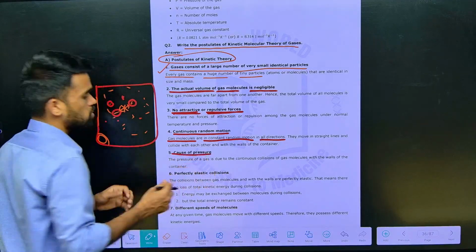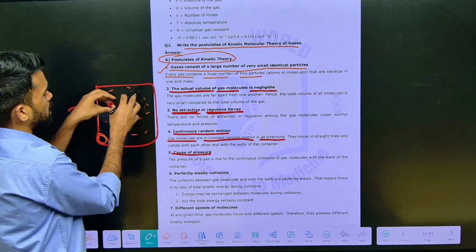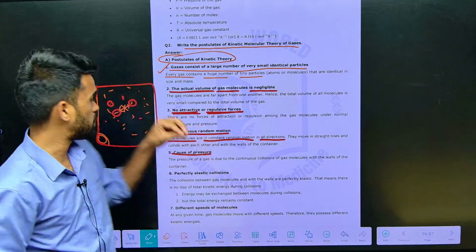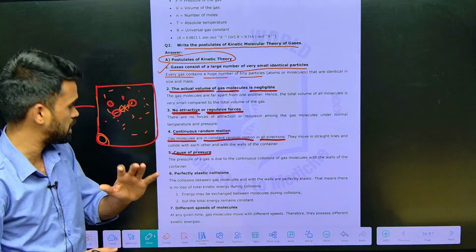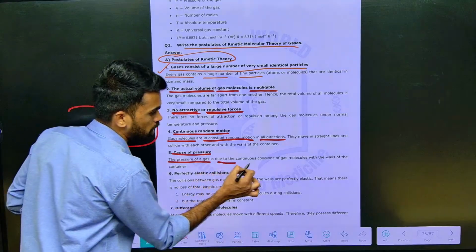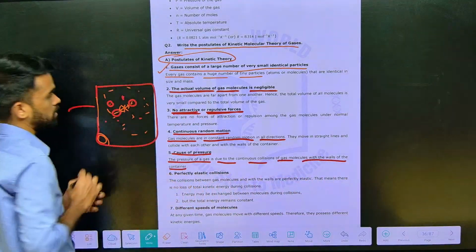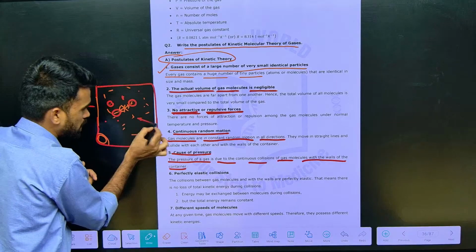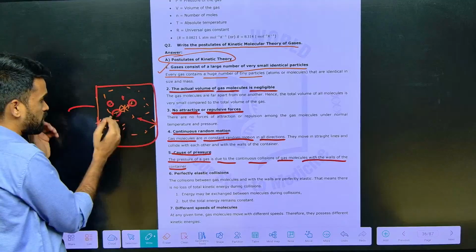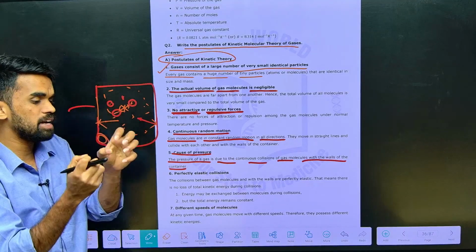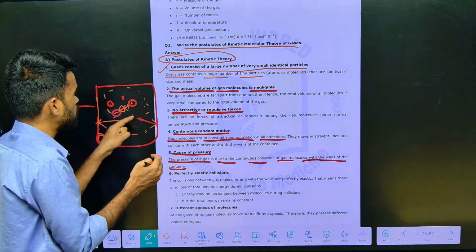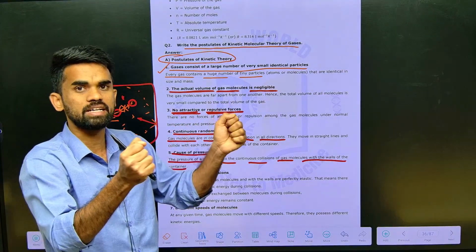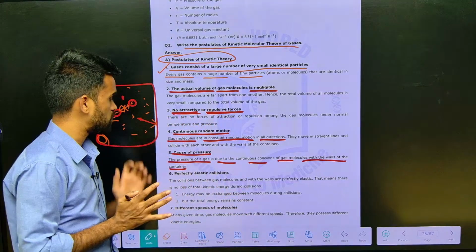Next, cause of pressure. If this container contains some gas, that gas will exert pressure on the container. What is the reason for that pressure? It's very easy. The pressure of a gas is due to continuous collision of gas molecules with the walls of the container. These gas molecules are in random motion, so the gas particles will hit the container. They are in continuous collision, and they are also colliding with the walls of the container. When they collide with the walls, that results in pressure. That is the cause of pressure.